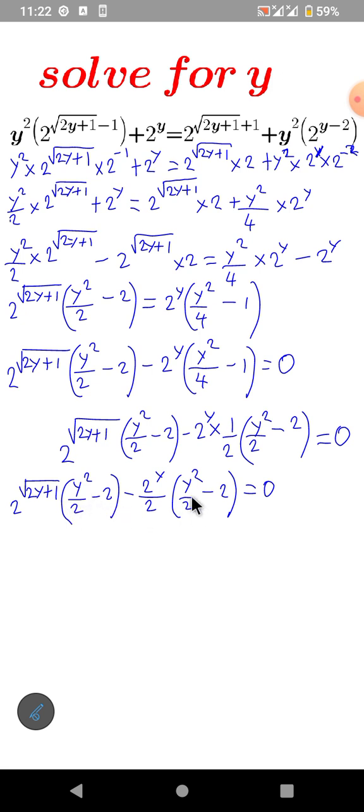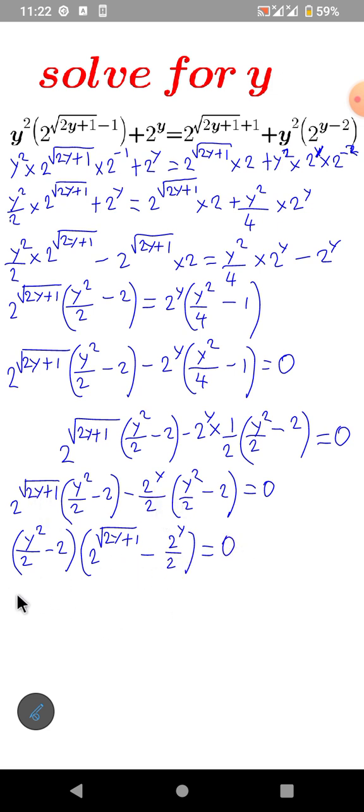Now what we have here is the same with this, so I'm going to factorize this expression. So I can simply say that y square over 2 minus 2 multiplied by 2 raised to the power of 2y plus 1 minus 2 raised to the power of y all over 2, all equal to 0. That's this and this is in this bracket here.